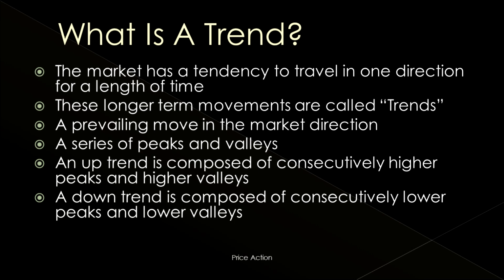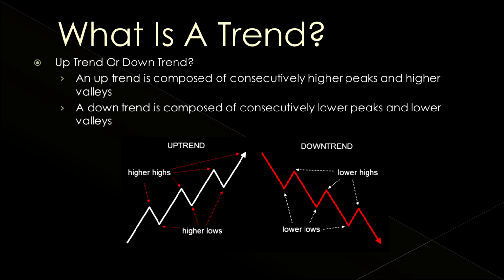An uptrend is composed of consecutive higher peaks and higher valleys. A downtrend is composed of consecutively lower peaks and lower valleys. You'll see that on this image. On the left, in an uptrend, the higher highs and the higher lows are being formed as the market moves upwards. And in a downtrend, you'll see the lower highs at the top and the lower lows on the right-hand image as the market moves in a downtrend.